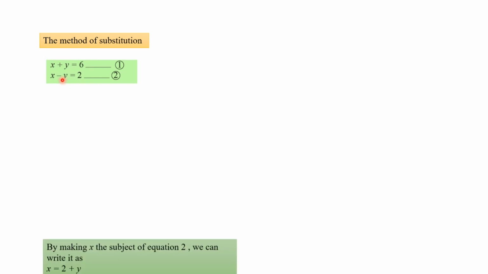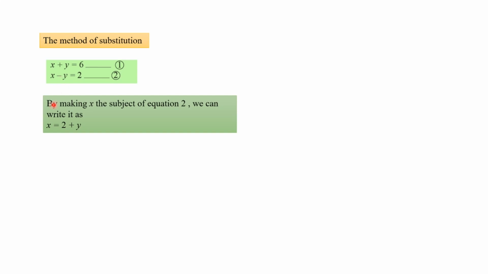Then what is the next thing? To make x the subject, I am going to use equation 2. I label this one as equation 2. What am I supposed to do? This minus y, I have to bring to the right side. Now you can see x equals 2 plus y.